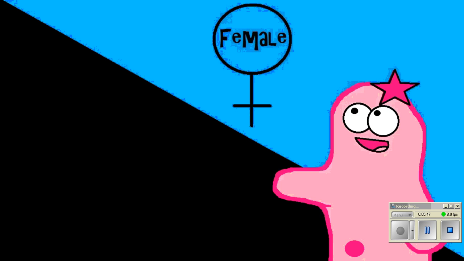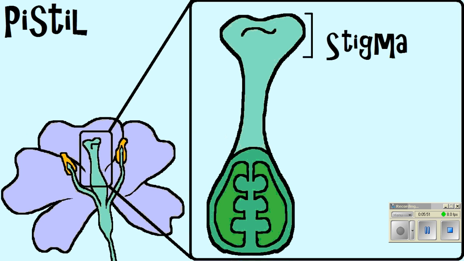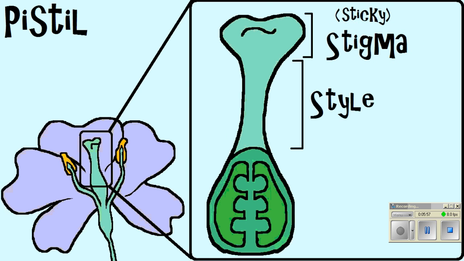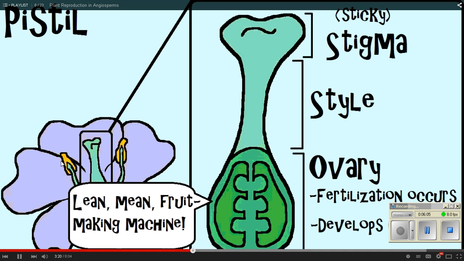Now, onto female parts, the pistil. The pistil is made of three major parts. The stigma, I like to say sticky stigma because pollen is supposed to stick onto this sticky structure. The style, which is the stalk that supports the stigma, and then the ovary at the base of the structure. The ovary is where fertilization will occur inside and seeds are formed within it. Also, remember the ovary will ripen into a fruit.